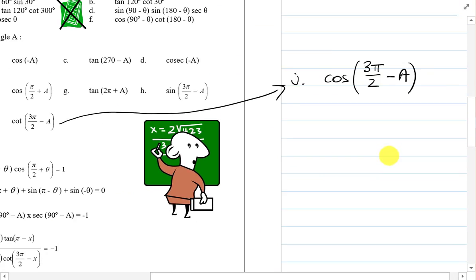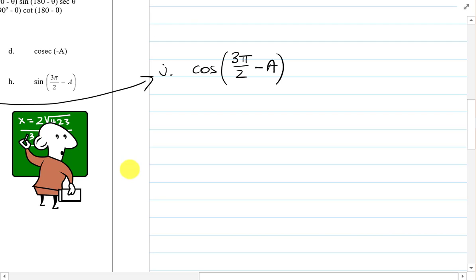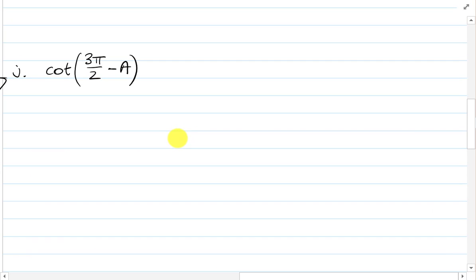Is it cos or is it cot? So it's cot, and I've written cos. I've done that twice in this video, which is great. Okay, so cot, 3 pi over 2 minus A.